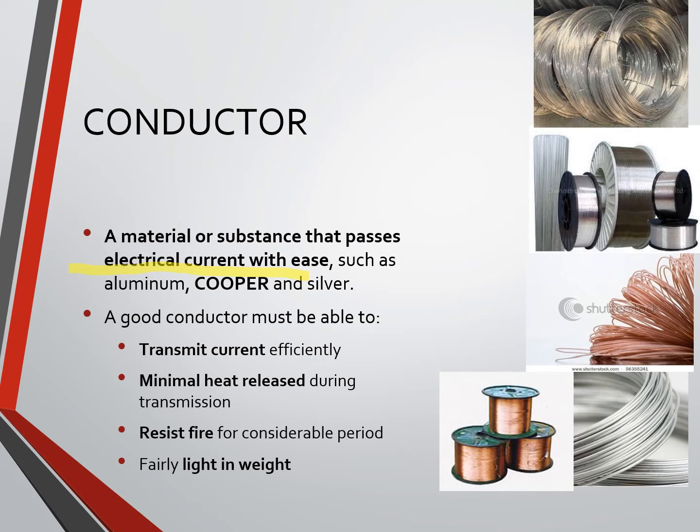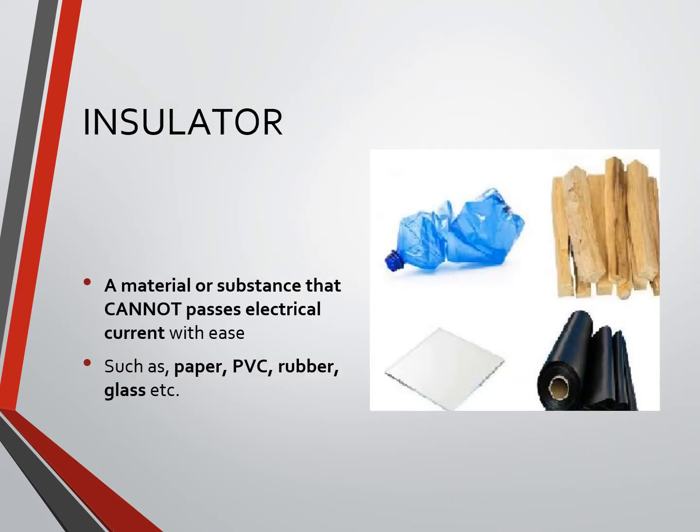Okay, a good conductor must be able to transmit current, release minimal heat during the transmission, resist fire for a considerable period, and be fairly light in weight. Okay, these are the characteristics of a good conductor. Okay, then we have insulator. We can see from the picture we have plastic bottles, kayu, and then we have glass and also film. Which is considered a material or substance that cannot pass electrical current with ease. Okay, we call it penebat. Already mentioned the examples.